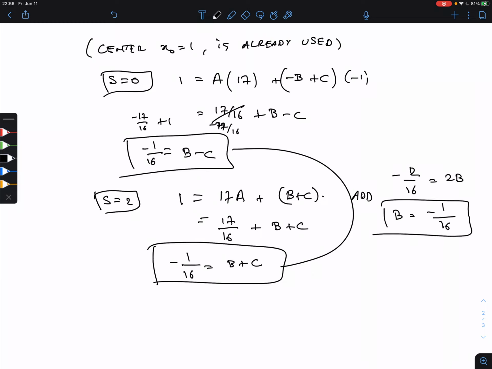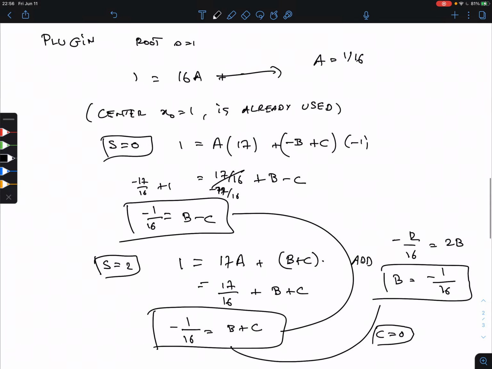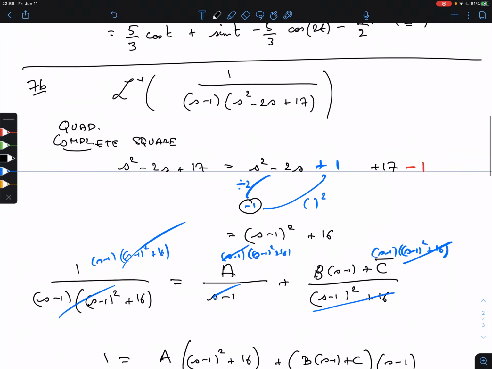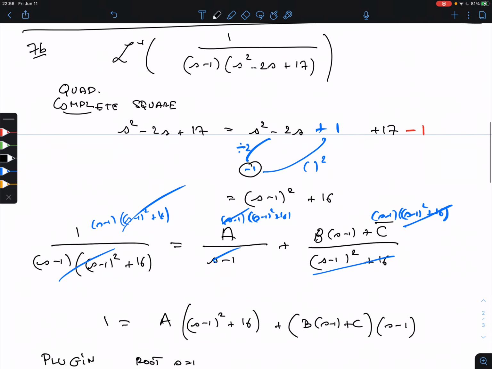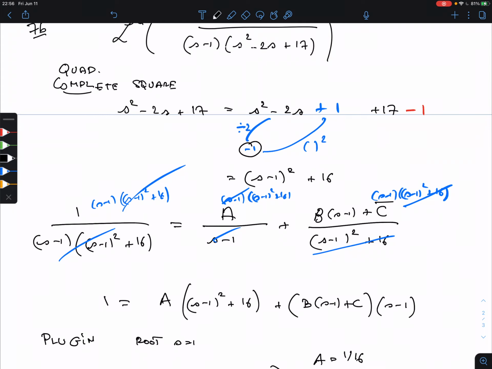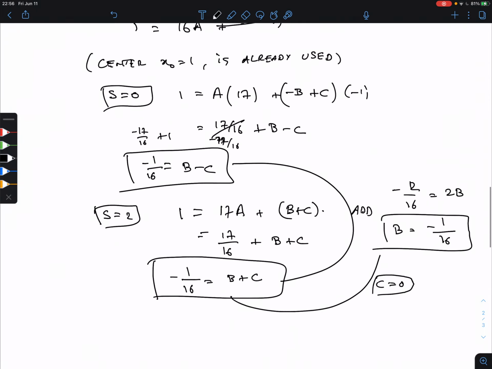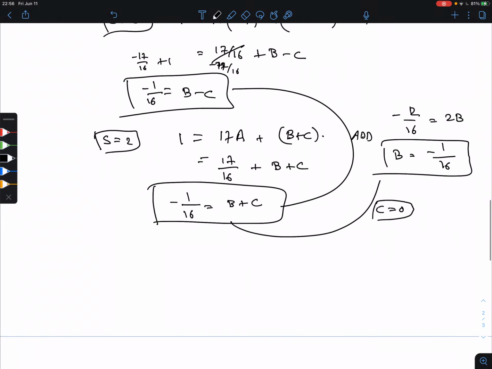Okay, and if I plug this now in here, then I see actually that c is equal to 0. So this was what we're doing here, 7b. Just want to make sure that this is also 7b. Yep, I think so. Okay, so let's write up what we have.